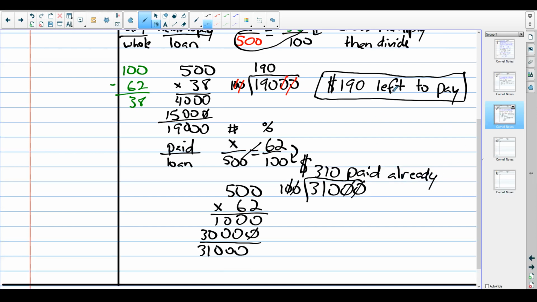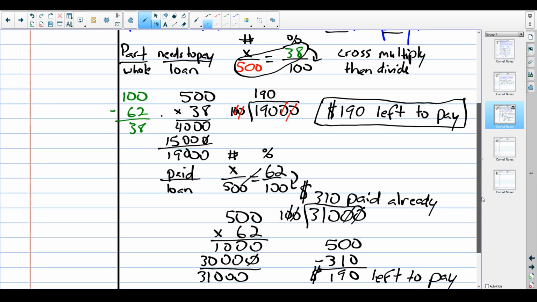So then if the question is how much does she have left to pay, you'd have to say the whole loan minus the part she paid is the part remaining, which, go figure, does get you $190 left to pay. So again, you get the same thing. Either way, it's just a matter of do you want to subtract at the beginning or do you want to subtract at the end?